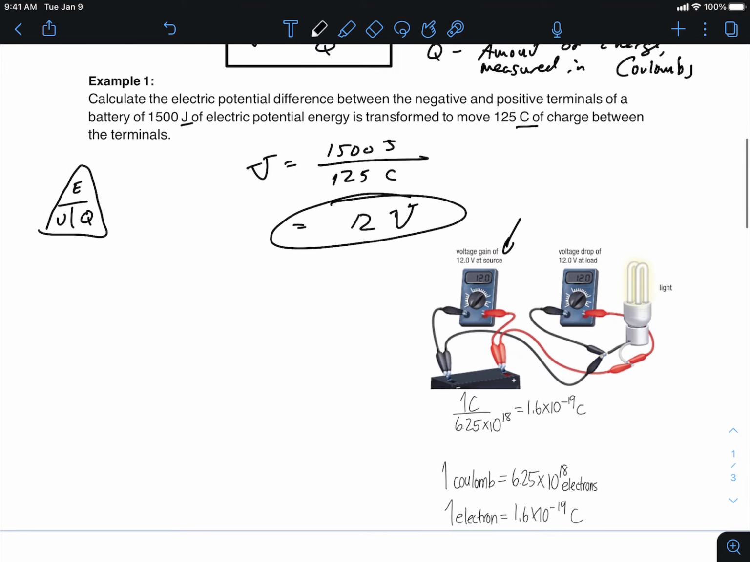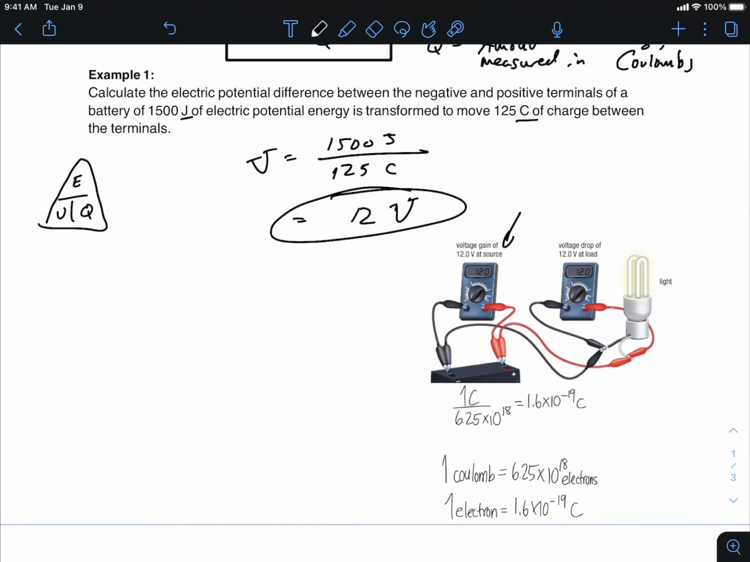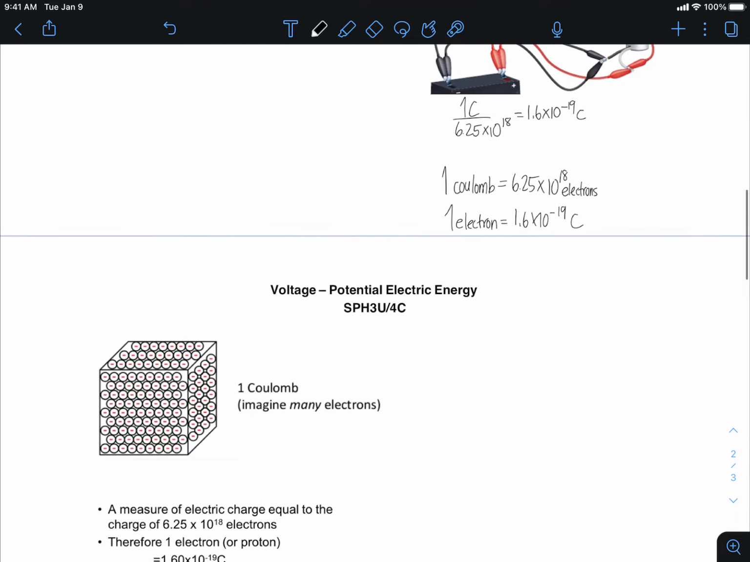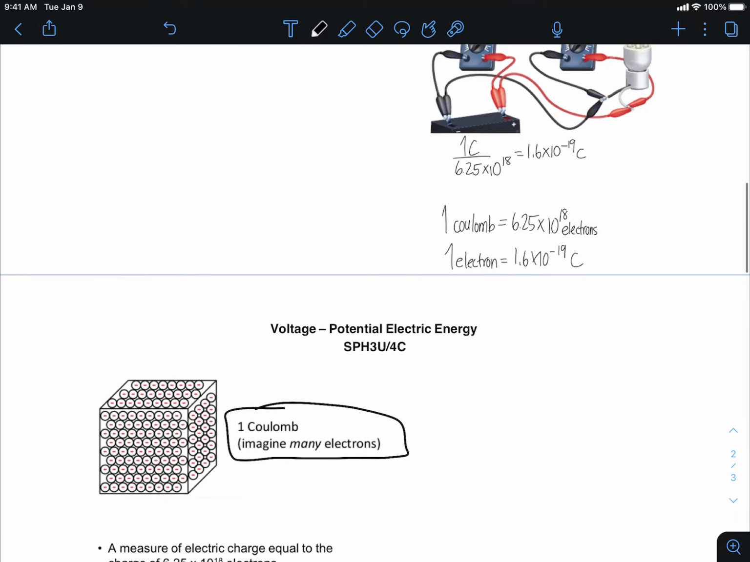So here, yeah, there we go. One coulomb, I'm looking right here now. I just want to show you this, because I've talked about it a number of times, but we haven't really seen what it looks like. I'm going to scroll down here and show you what a coulomb looks like. One coulomb, you can imagine many, many electrons condensed into just one package. That's what one coulomb looks like.